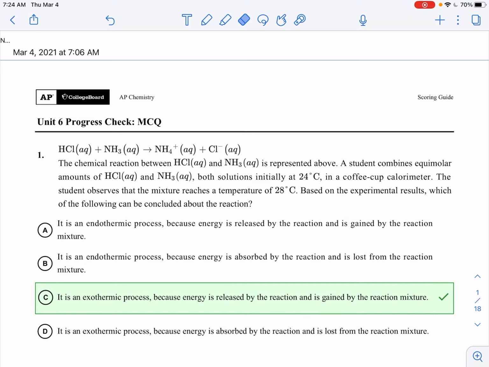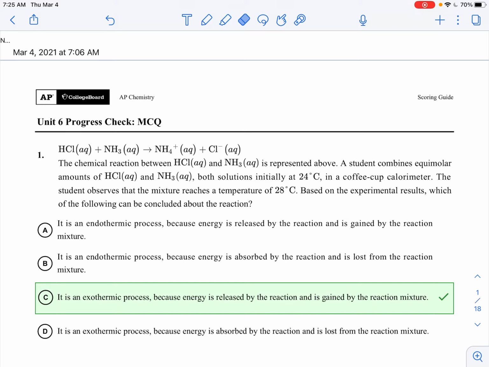So number 1 says the chemical reaction between hydrochloric acid and ammonia is represented above. A student combines equimolar amounts of hydrochloric acid and ammonia, both solutions initially at 24 degrees Celsius, in a coffee cup calorimeter. The student observes that the mixture reaches a temperature of 28 degrees Celsius. Based on the experimental results, which of the following can be concluded about the reaction? So let's look at it.